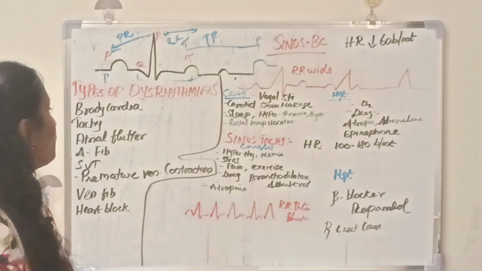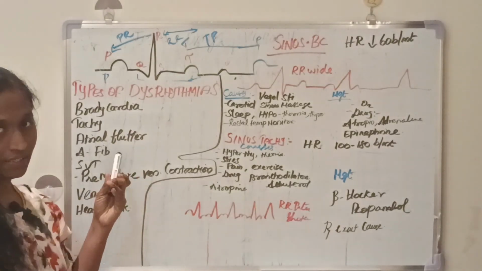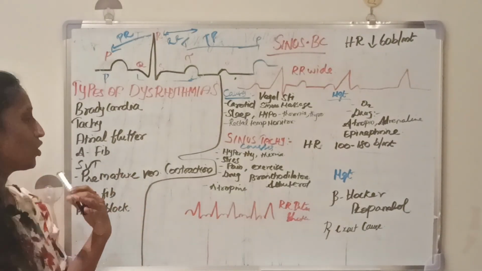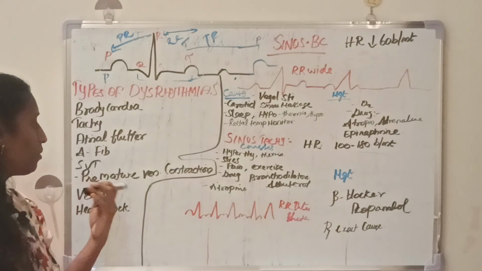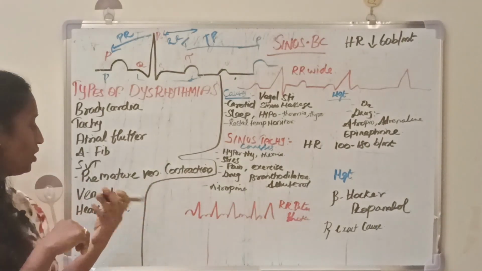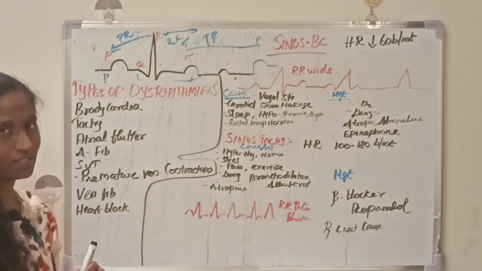So when you come to the types of dysrhythmias: bradycardia, tachycardia, atrial flutter, atrial fibrillation, supraventricular tachycardia, premature ventricular contractions, ventricular fibrillation, and heart blocks. Understand?